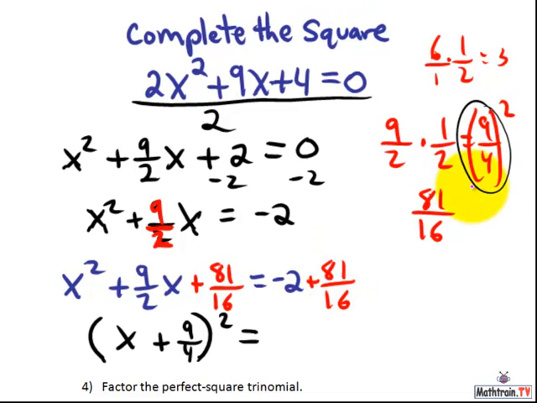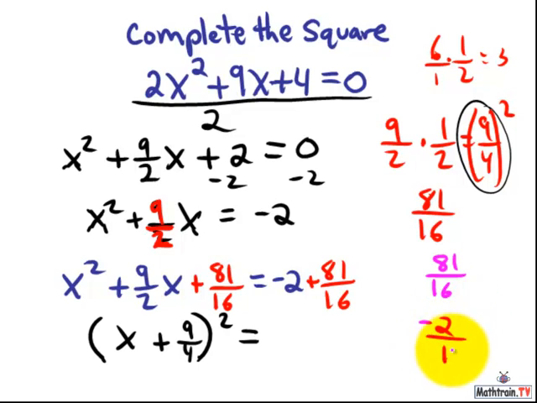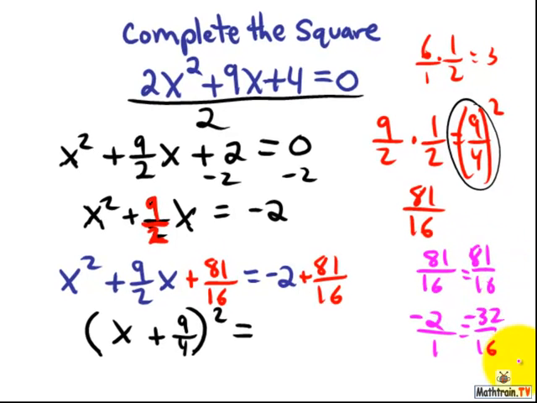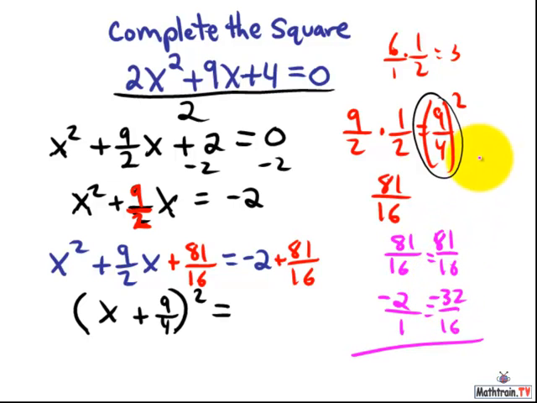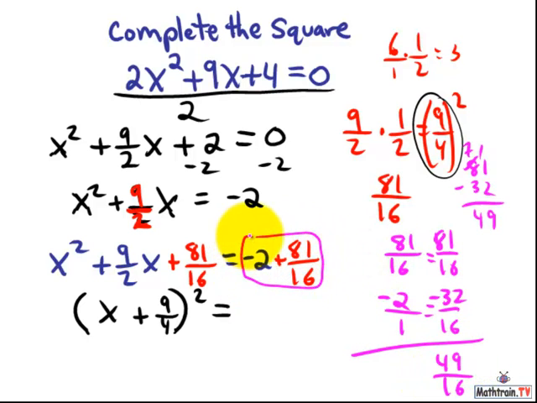I'll do that in this pink color here. So if I have 81 sixteenths and I want to subtract 2, I get a common denominator, and I have negative 32. So now I have 81 minus 32, which is 49. So it's 49 sixteenths. So this piece right here equals 49 sixteenths. That's nice. I'm glad that works out like that.